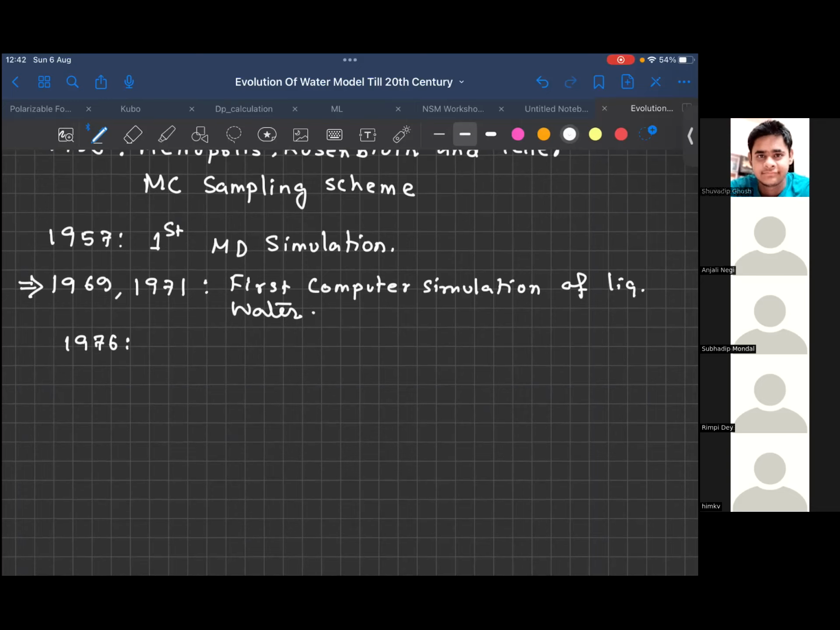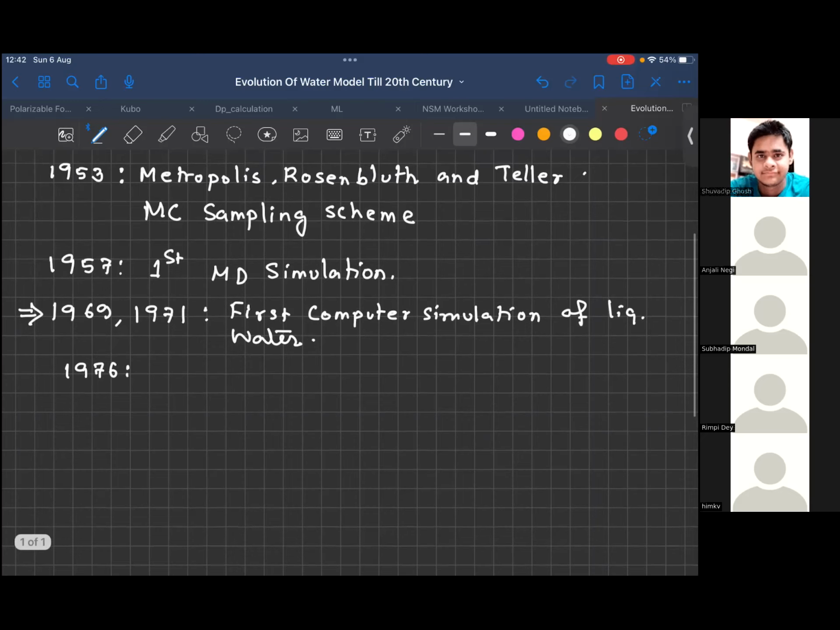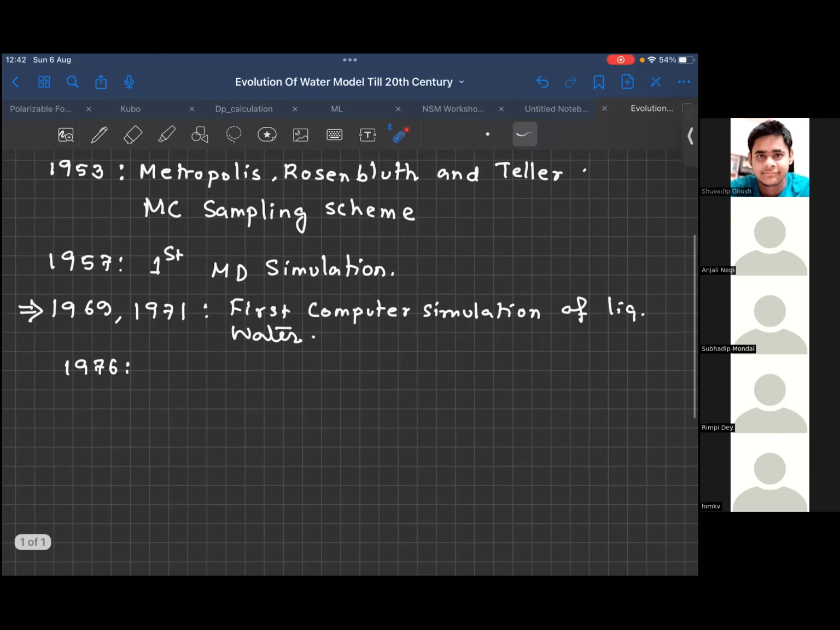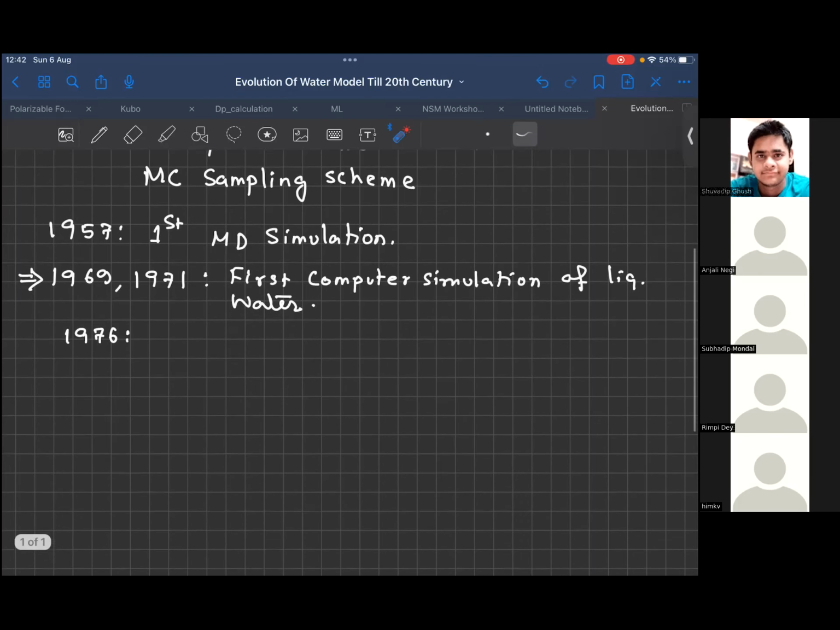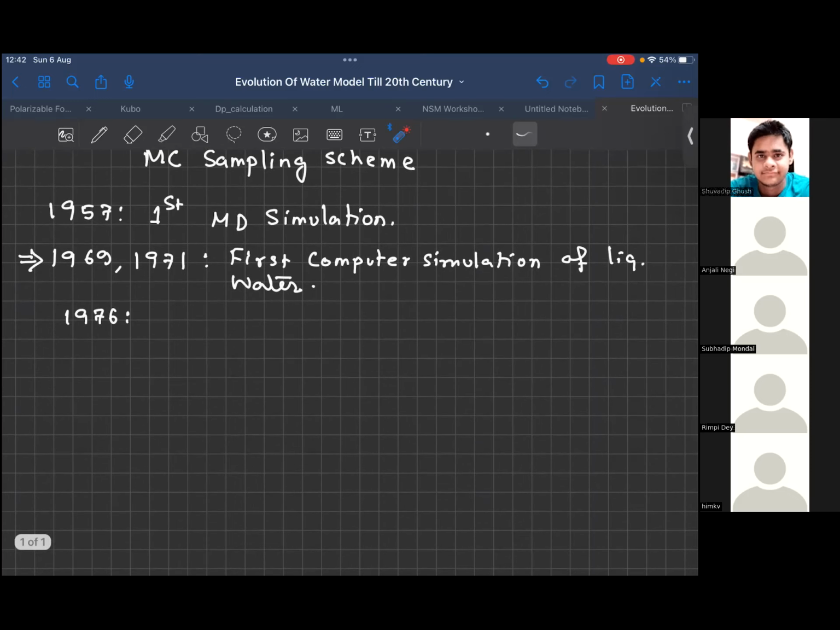Should I write 1957 as the MD simulation of water, or write first computer simulation before that? No, so in this year, Rahman and Stillinger, and Barker and Watts, published the first computer simulation of liquid water. And in 1957, this is the first performed molecular dynamics simulation, not on water. In 1976, this is for water.